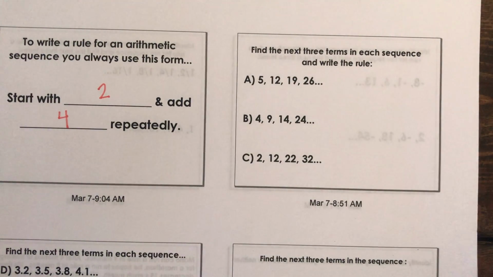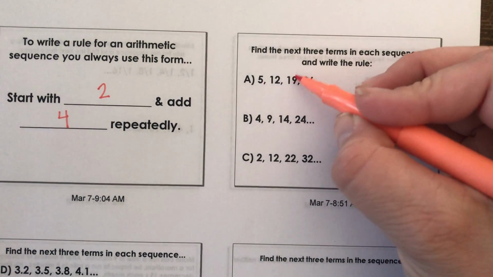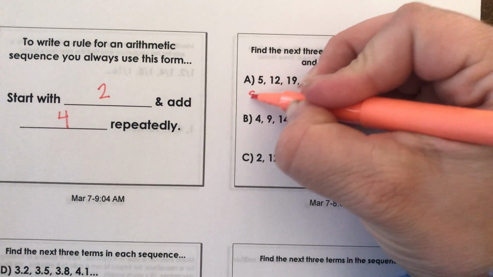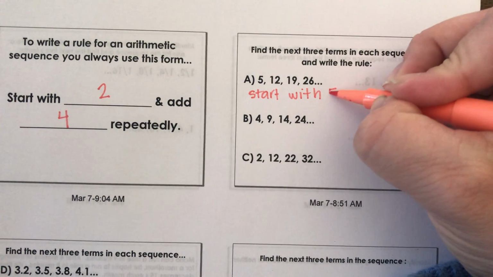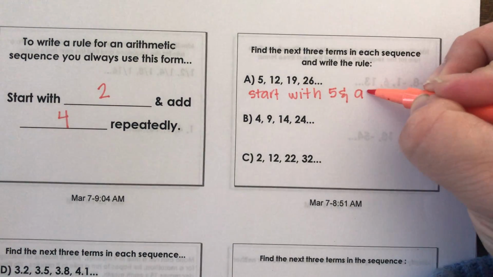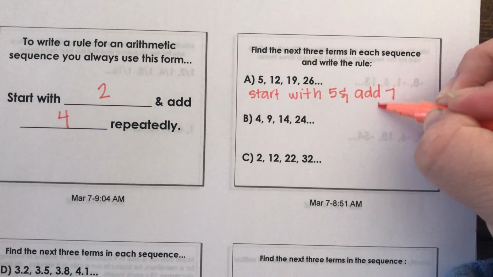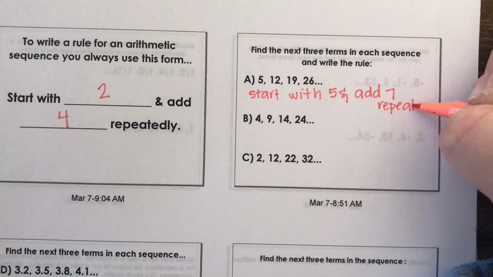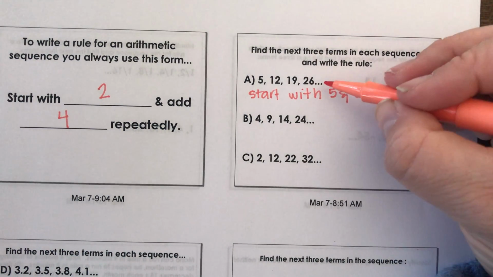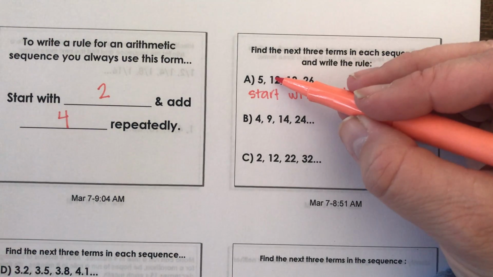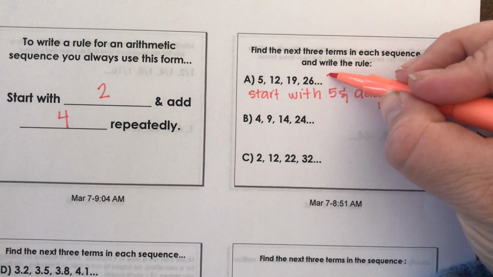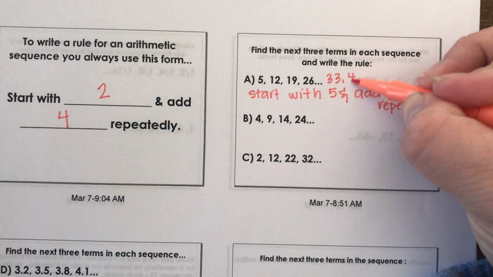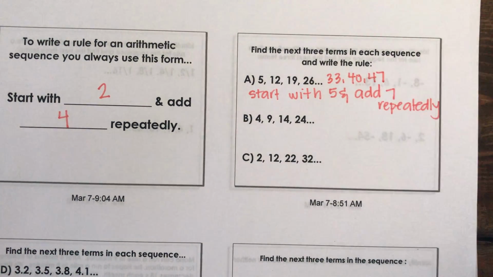Okay, so it says find the next three terms in each sequence and write the rule. So what's happening here? We're starting with 5 and we're adding 7 repeatedly, right? So 5 plus 7 is 12, plus 7 is 19, plus 7 is 26, and then 33, 40, 47.